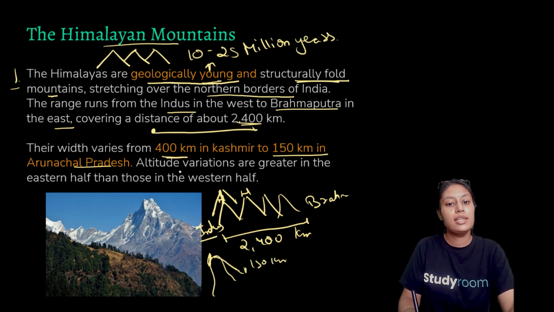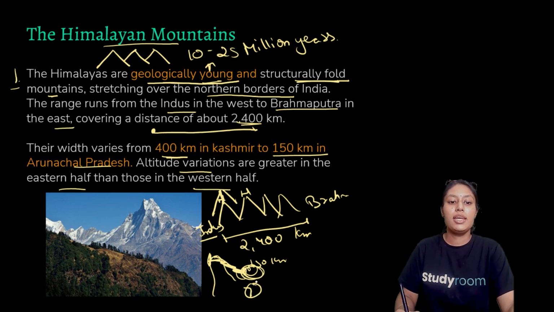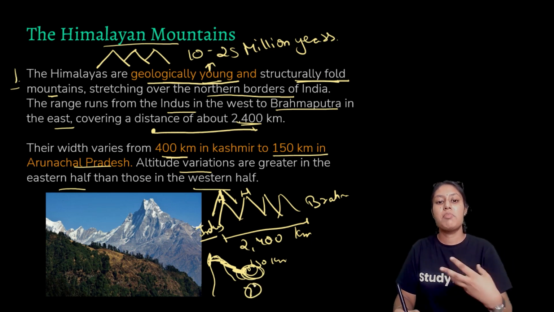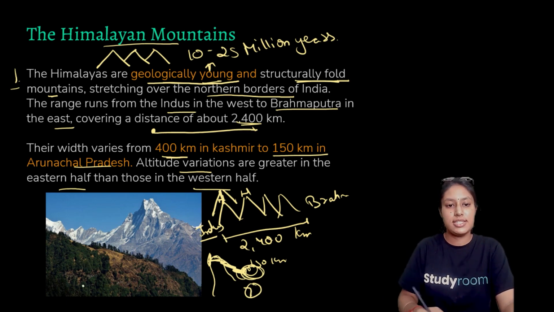Okay, and their altitude variations are greater in the eastern half than those of the western half. So in the eastern half, meaning the Arunachal Pradesh side, Manipur, Arunachal Pradesh, all the seven sisters that we have here, in those areas Himalayas have great variation of altitude than in the western side.